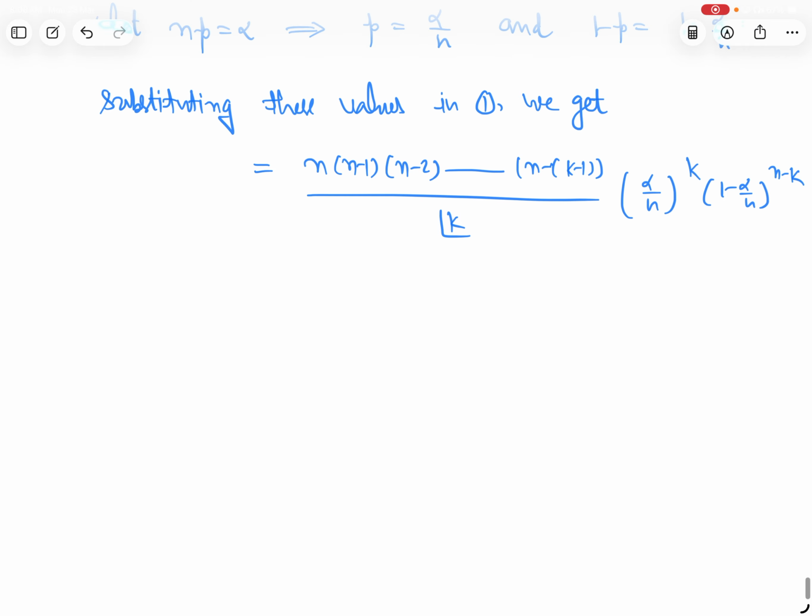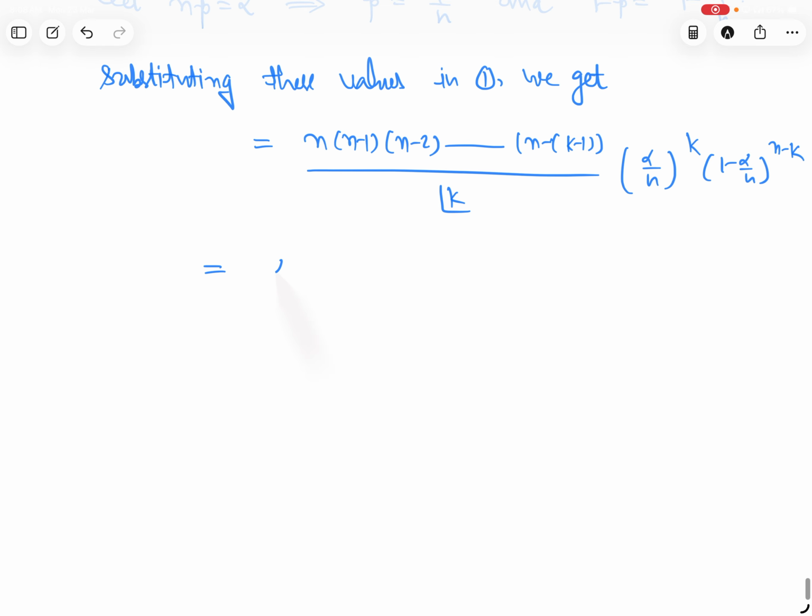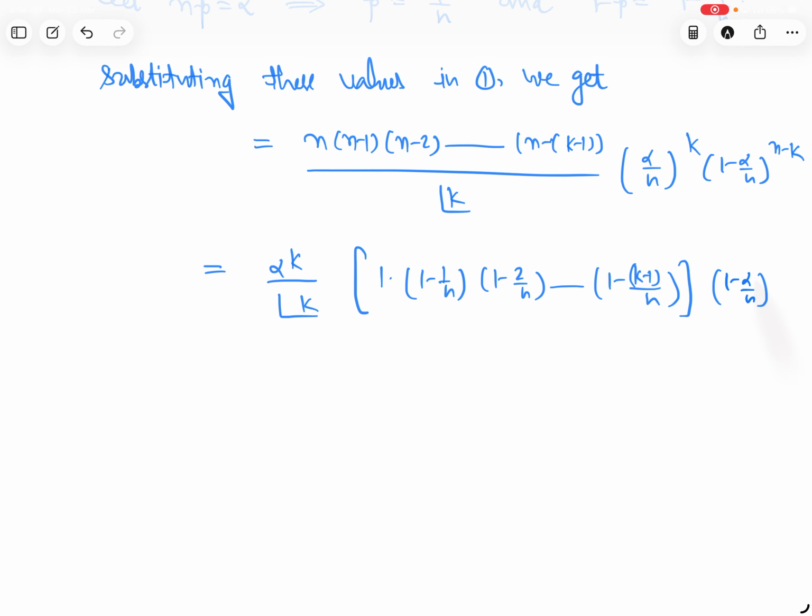Okay, so we can write it this way: alpha to the power k upon factorial k we can take aside, and we can divide by n to the power k. So what will we get? We will get (1 minus 1 upon n)(1 minus 2 upon n) up to (1 minus (k minus 1) upon n), into (1 minus alpha upon n) to the power n, into (1 minus alpha upon n) to the power minus k.